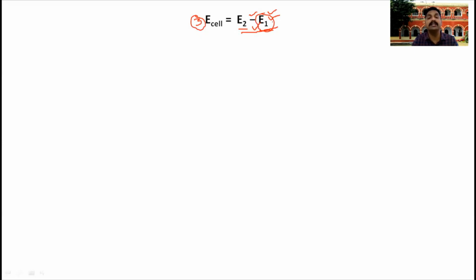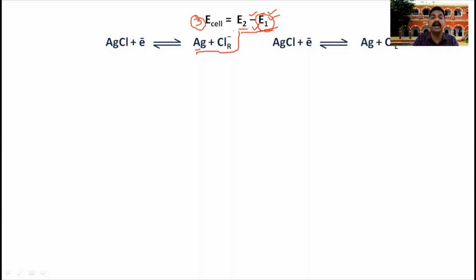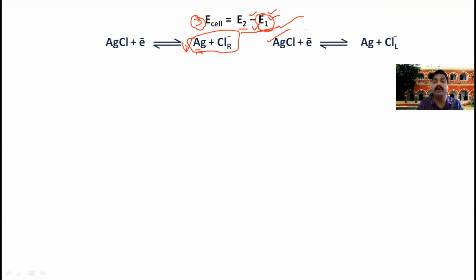So what will be the reactions? We have AgCl reacting with electron to form Ag plus chloride. This is the reaction which is happening on the right hand side half cell. So here reduction is happening, so no problem. But when we come to the left hand side, oxidation is happening, but we are writing in terms of reductions, so we have to take the reduction reaction. That is why here we have AgCl reacting with electron to form Ag plus chloride ion on the left hand side. So here we have taken the chloride ion of the left hand side.